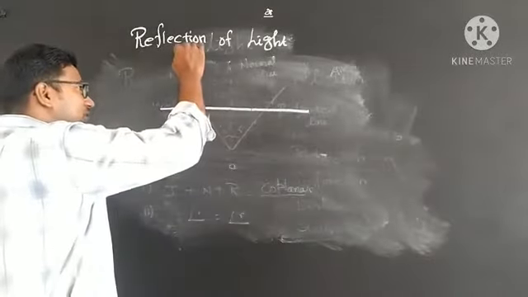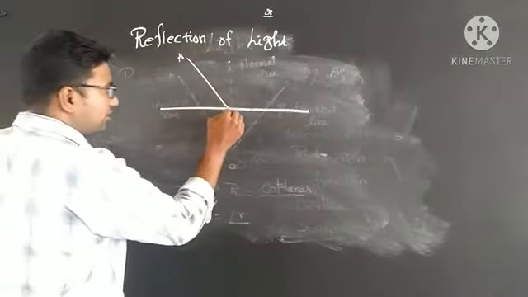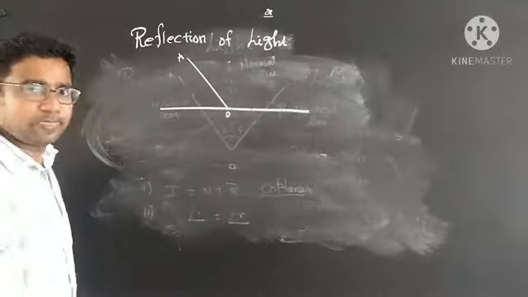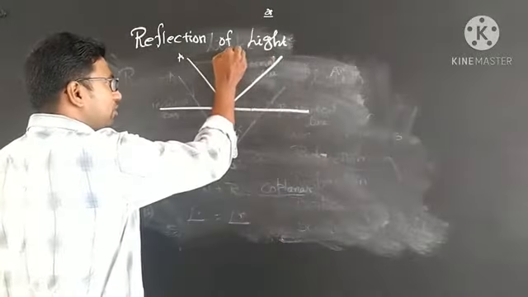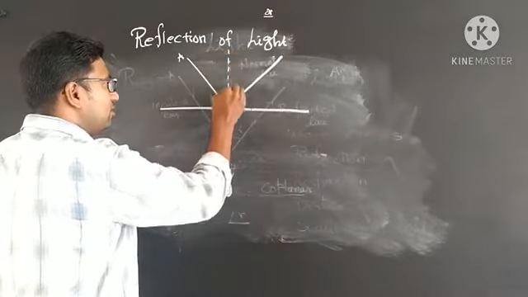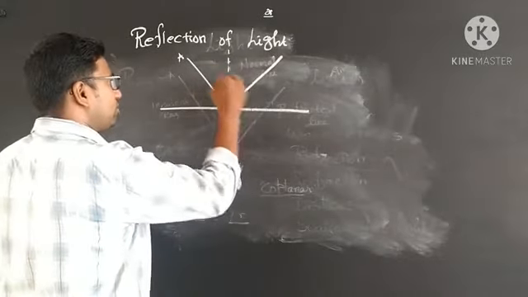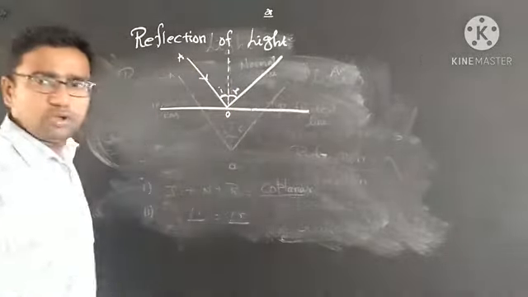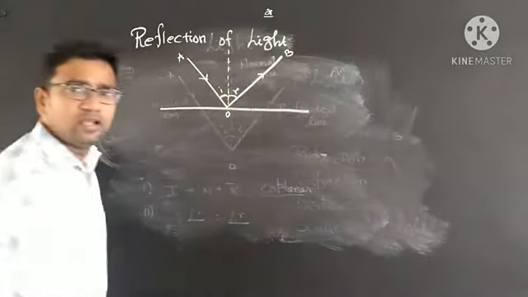So I am going to draw the incident ray A. It is incident on the point O. It will be reflected at some angle. Before that, I am going to draw a normal line. So the incident angle I is equal to R. So the incident ray is A to O, and the reflected ray is O to B.